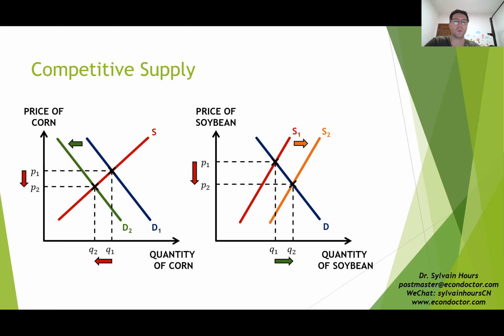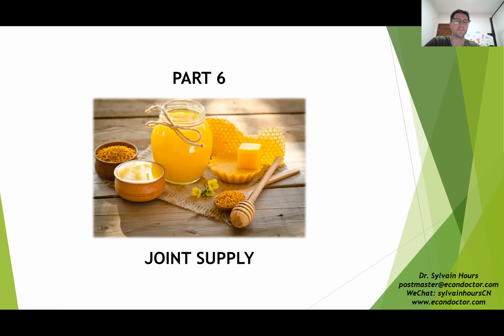Okay, good. Finally, joint supply. So what do we have here? We have honey, beeswax, well, mostly honey and beeswax. And I'm not sure exactly what we call this, what is in the spoon. It looks like pollen, but I'm not sure exactly what this is. But let's just focus on honey and beeswax.